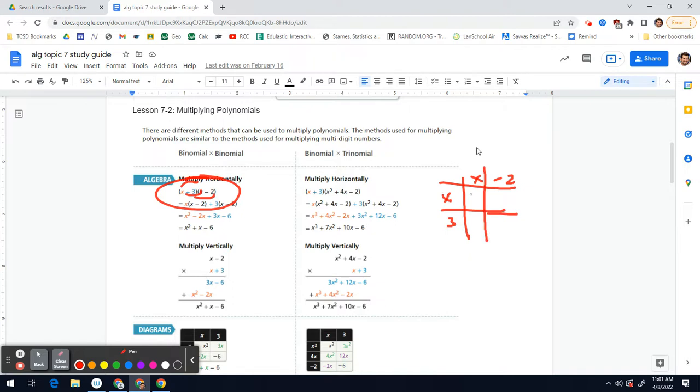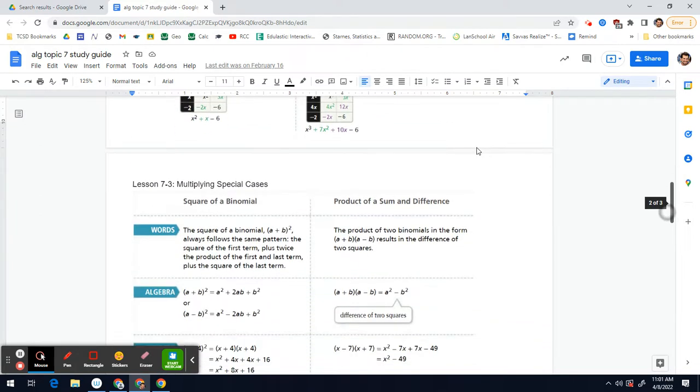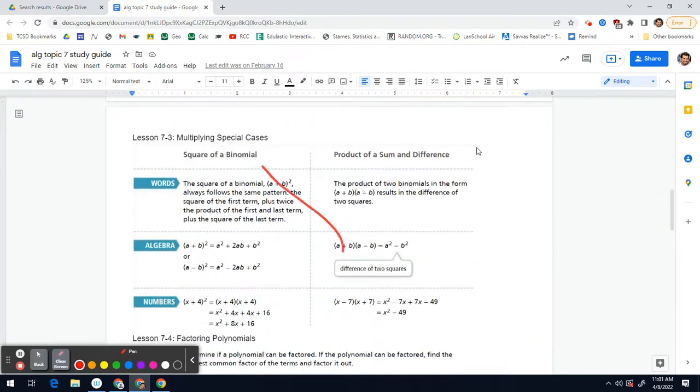Remember, x times x is x squared, x and negative 2 is negative 2x, 3 and x is 3x, and 3 times negative 2 is negative 6. There are your boxes. X squared comes first. Combine your middle terms: positive 3x and negative 2x is positive 1x, or just positive x. And the negative 6 comes last. That's multiplying two binomials. You don't need the special cases, so we're not going to talk about those.